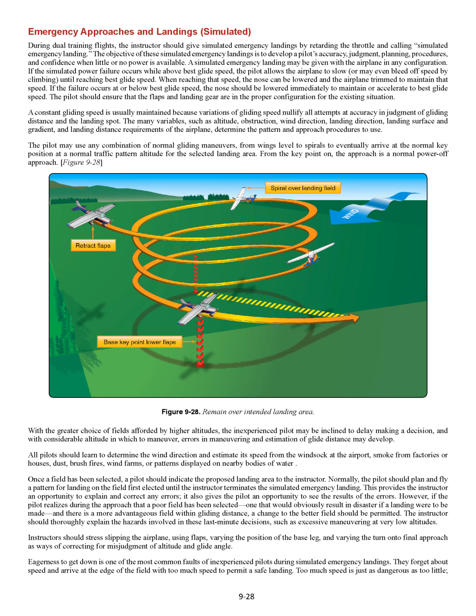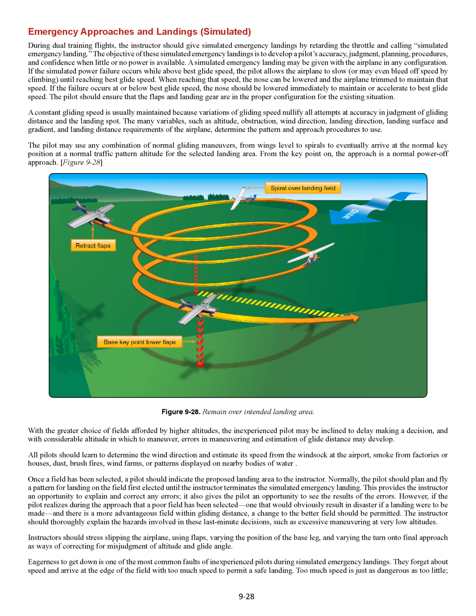A simulated emergency landing may be given with the airplane in any configuration. If the simulated power failure occurs while above best glide speed, the pilot allows the airplane to slow, or may even bleed off speed by climbing, until reaching best glide speed. When reaching that speed, the nose can be lowered and the airplane trimmed to maintain that speed.